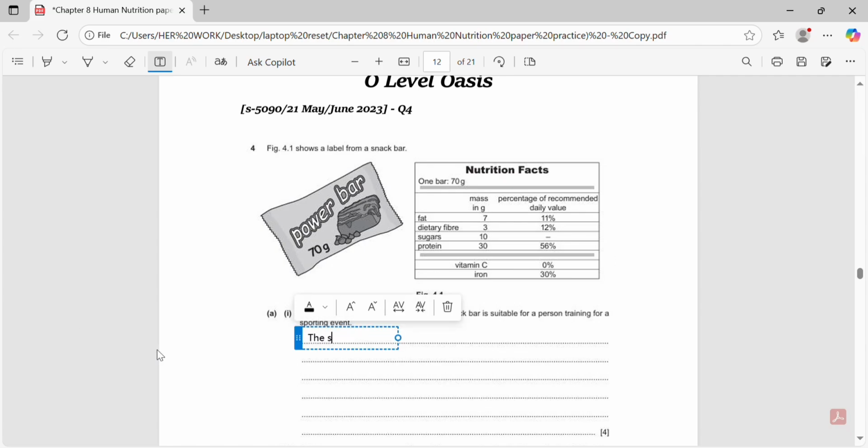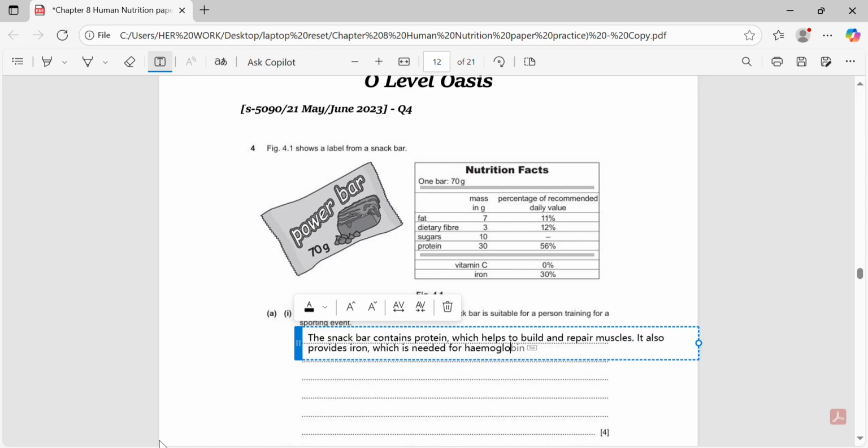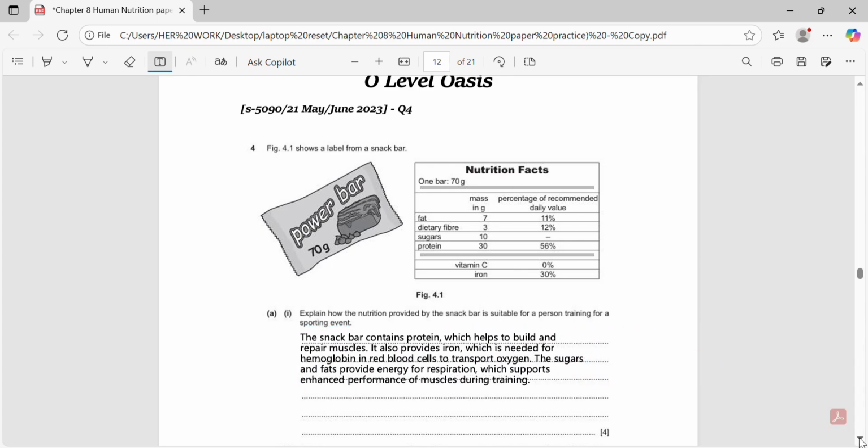And the answer for this is, the snack bar contains protein, which helps to build and repair muscles. It also provides iron, which is needed for hemoglobin in red blood cells to transport oxygen. The sugars and fats provide energy for respiration, which supports enhanced performance of muscles during training. On to the next question.